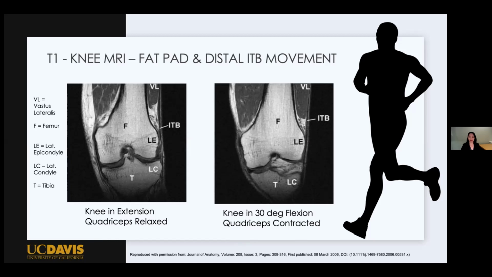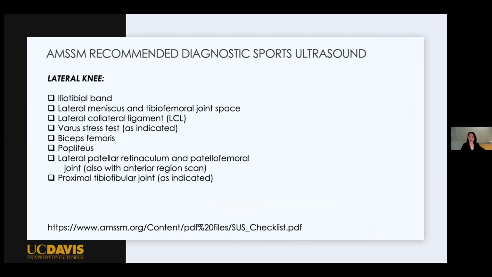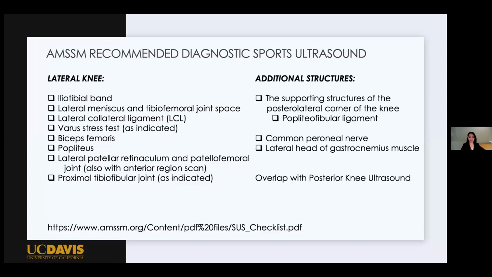Let's review the AMSSM recommended diagnostic sports ultrasound protocol. It includes scanning the IT band, the lateral meniscus and tibiofemoral joint space, the LCL with varus stress as indicated, biceps femoris, popliteus, the lateral patellar retinaculum and patellofemoral joint, which can also be included with an anterior region scan, proximal tibiofibular joint, and additional structures may be included as listed here below. And there's some overlap with the posterior knee ultrasound.